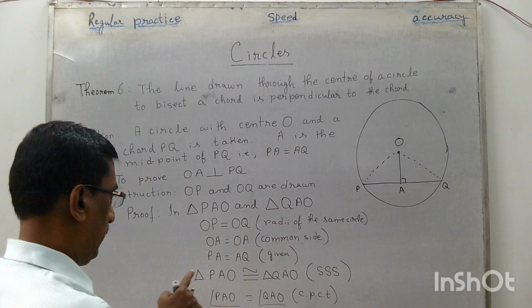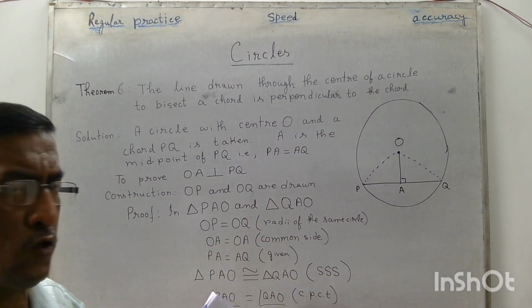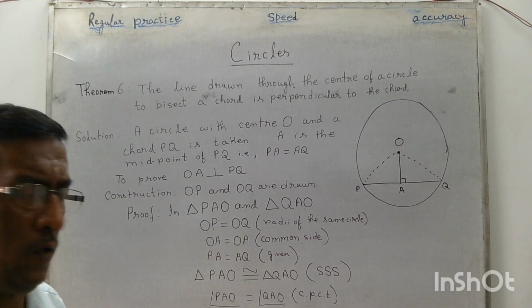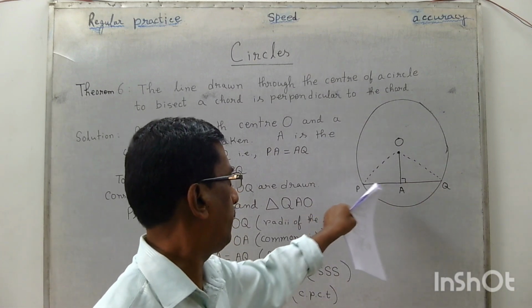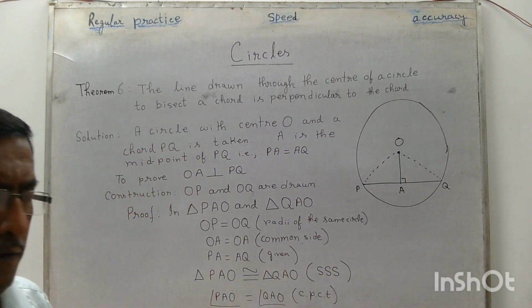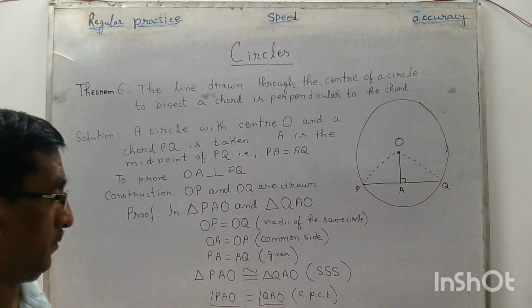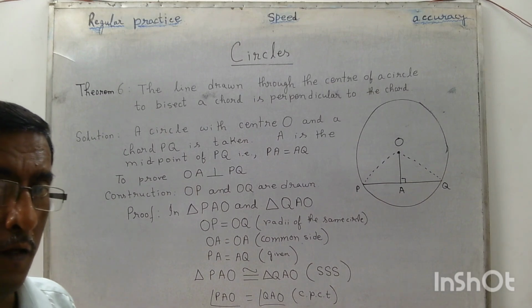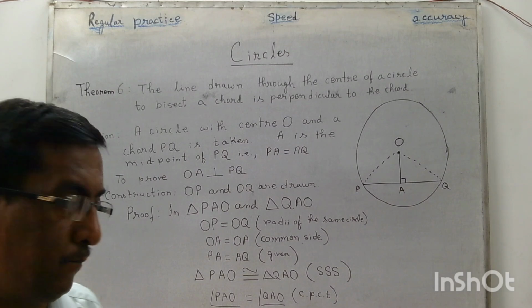अगर ये दोनों triangle equal है तो we can assume that these two angles are also equal. PAO represent this angle from triangle PAO and QAO, this also represent an angle. But from the diagram, it is already stated that PQ is the chord, that means it is a straight line.